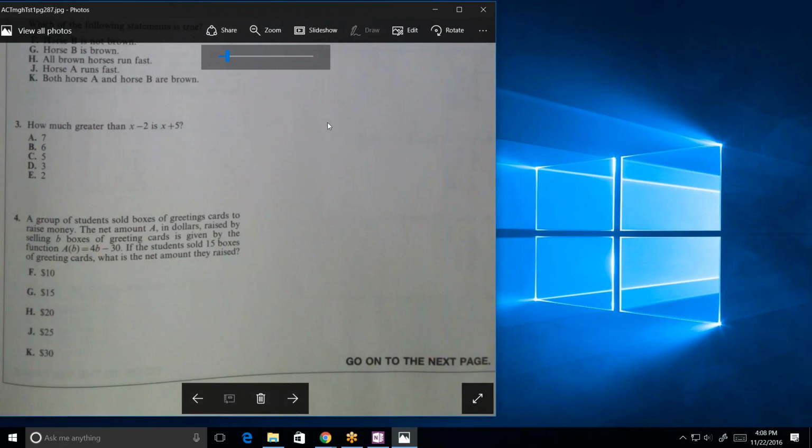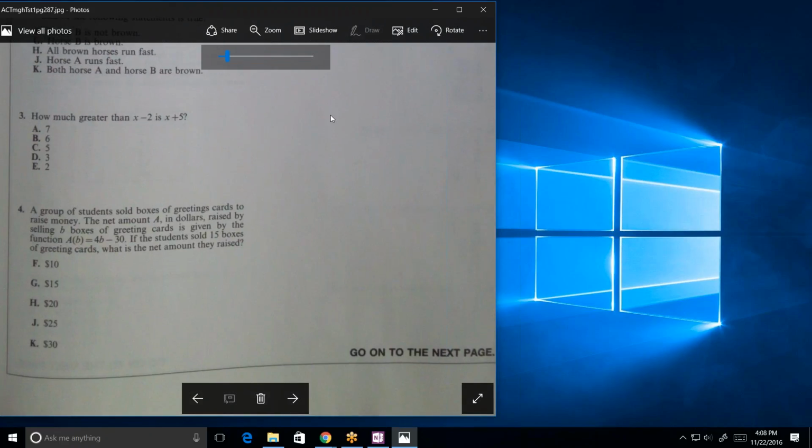How much greater than x minus 2 is x plus 5? It would be 7, right?